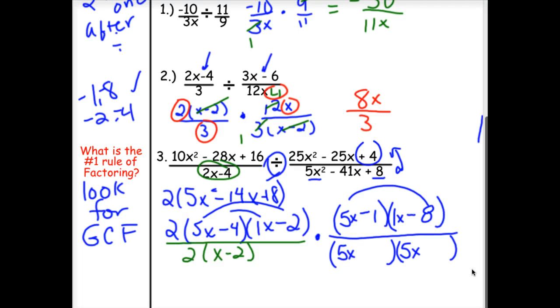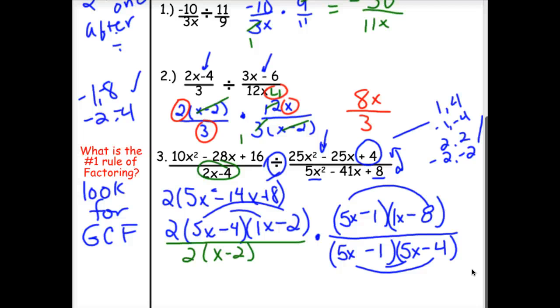We need a positive 4 here. My options are 1 and 4, negative 1, negative 4, 2 and 2, negative 2, negative 2. Since our middle term here is negative, we're going to try our negative options. If we try the 1 and the 4 and FOIL that out, we end up with negative 5x in the inside piece, and we end up with negative 20x on the outside, and that's our negative 25. So we have everything factored.